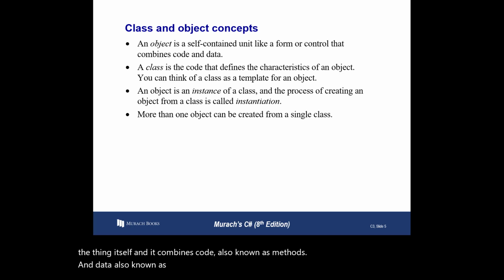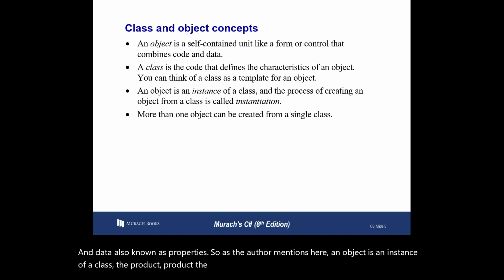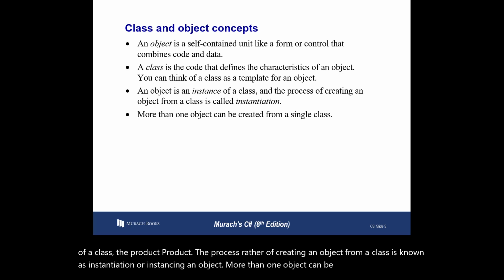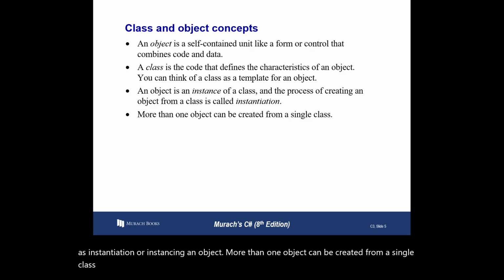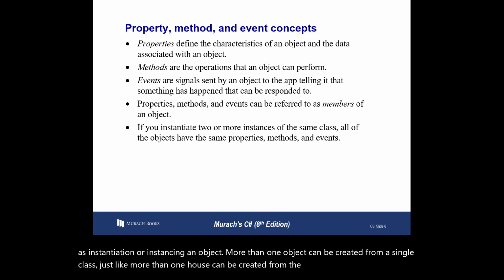So, as the author mentions here, an object is an instance of a class. The process of creating an object from a class is known as instantiation, or instancing an object. More than one object can be created from a single class, just like more than one house can be created from the same house plan.